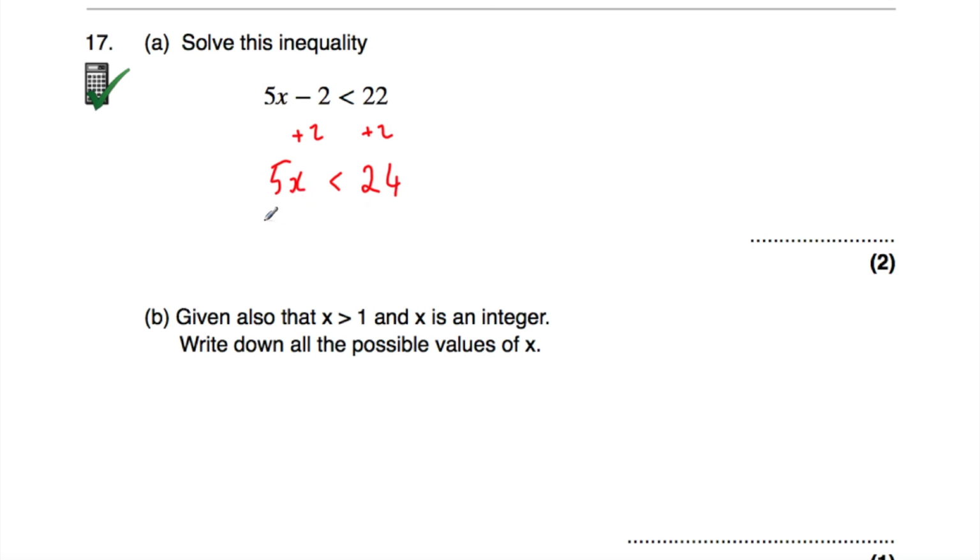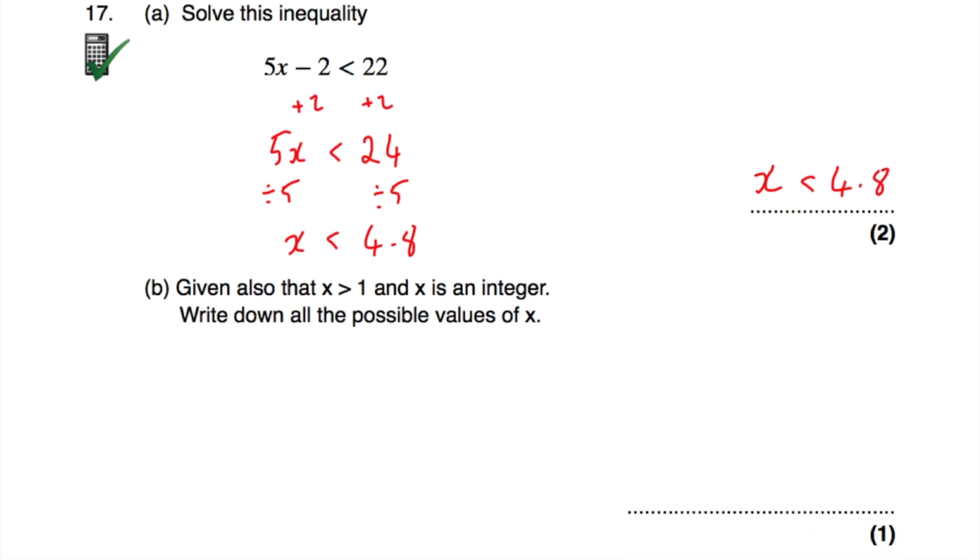We don't want this times by 5 here, so let's divide by 5 and divide by 5. 5x divided by 5 is just x, and that's less than 24 divided by 5. It's a calculator question, so we can just do 24 divided by 5, and that's equal to 24 fifths, or 4.8. So I'm going to just write x is less than 4.8, and that's it. You could write it as a fraction if you wanted to. Okay, and then part B.